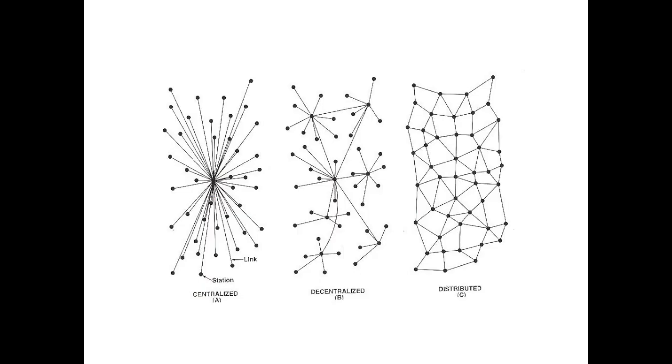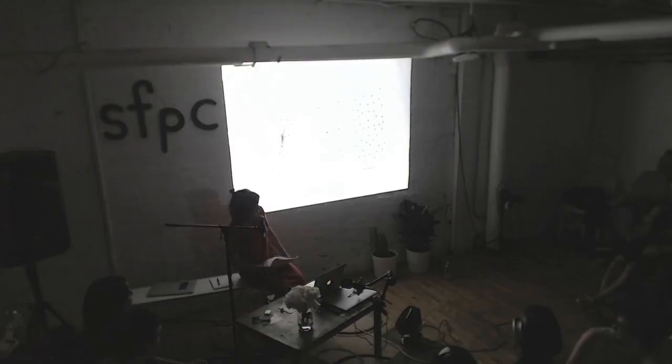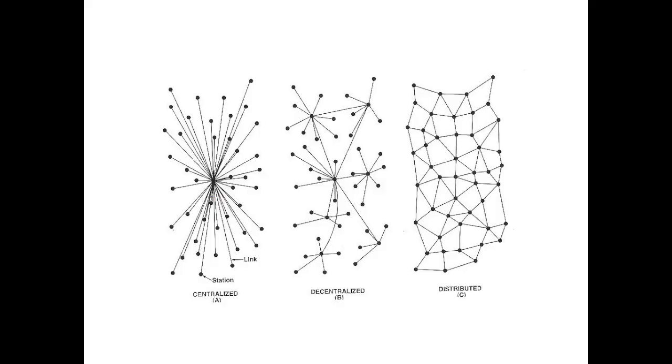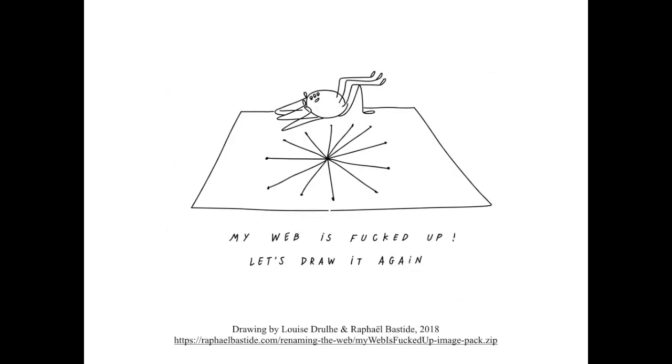Sam already showed this, but walled gardens, content factories, not something we want. And this is a recent drawing by Luis Drula and Raphael Bastide. Sorry if I'm mispronouncing your names. This was actually an artwork in the Peer 2 thing that John Kyle curated. But I think this is a nice drawing.